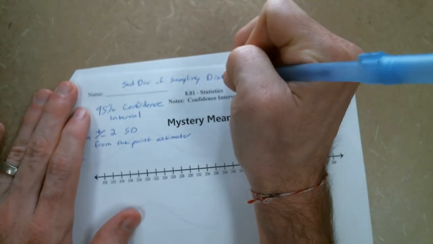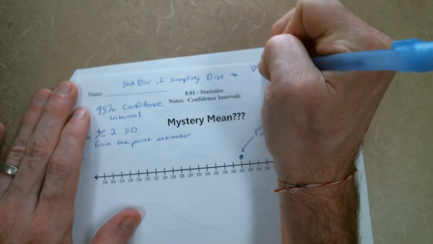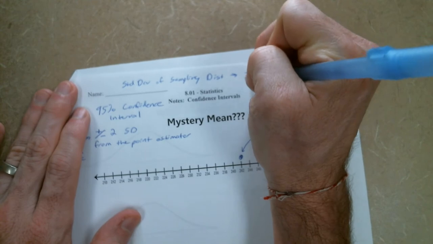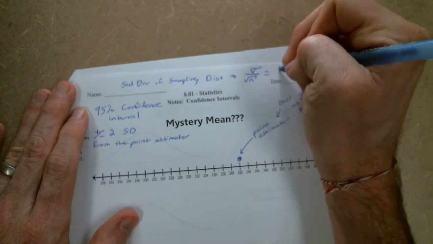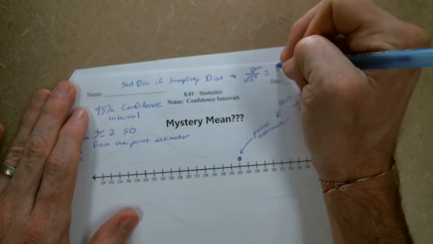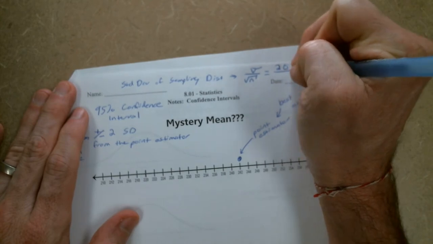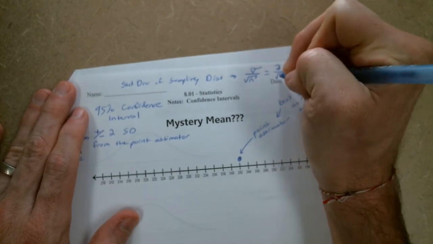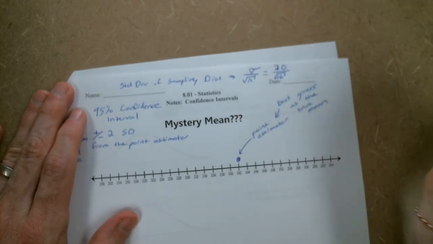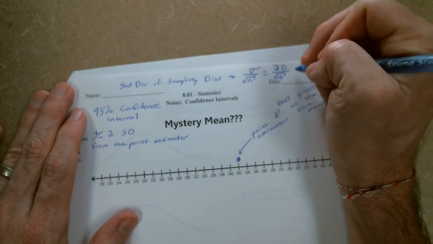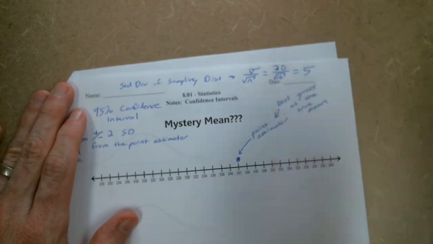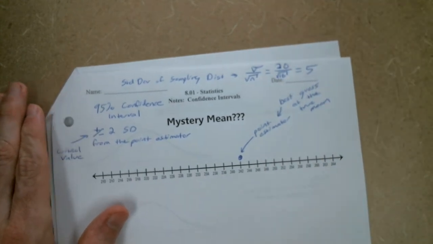we're going to use our formula. It says it's the standard deviation divided by the square root of n. All right, so again, I told you that the population standard deviation was 20. I told you that I was taking 16 samples from the population. So 20 divided by the square root of 16 is 20 divided by 4. So my standard deviation is 5.